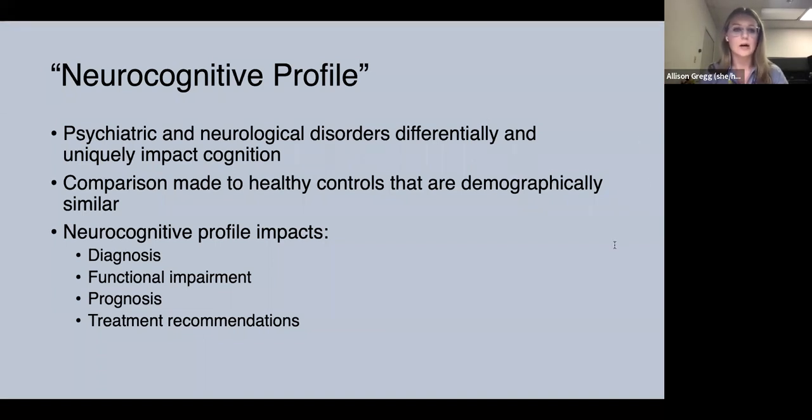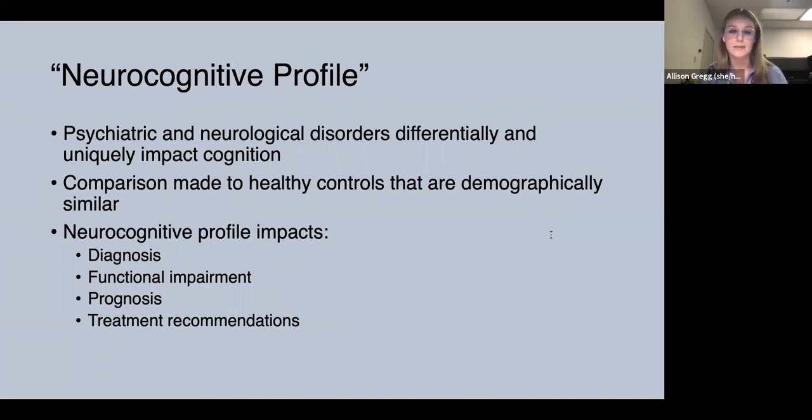And so what we can do then is see the implications for this across a multitude of different domains. Why do we care about the neurocognitive profile? Well, it can impact diagnosis, is one thing to note. From the neurocognitive profile, we can start to take a look: is this looking more neurological in cause? Is it looking more psychiatric?